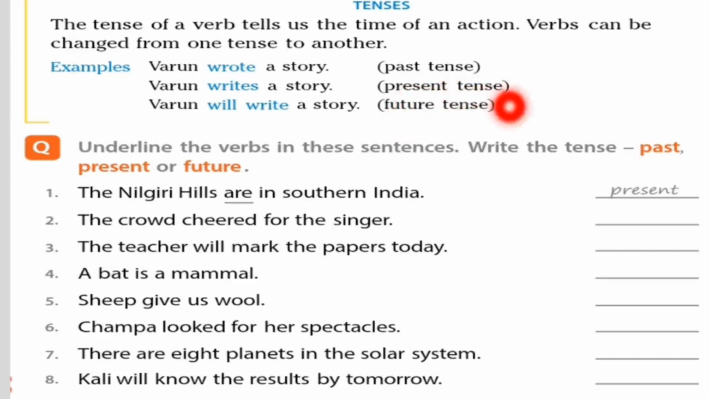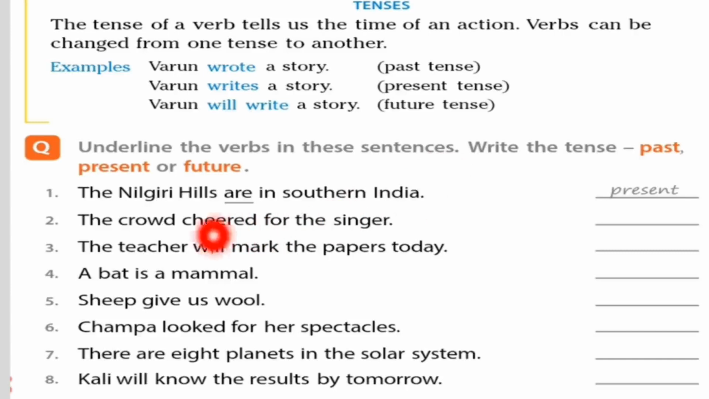The tenses are divided into three. One is present tense, which is happening now. Next is past tense, which is the thing of the past. We did that already. Then when you use the word will, it shows the future action. So let's do the exercise.